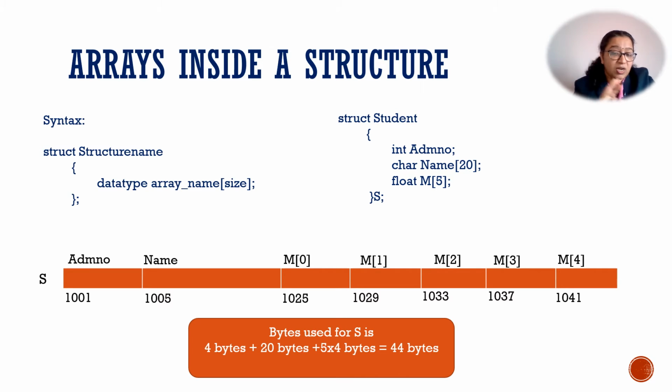So what are the total bytes of S1? For admission number 4 bytes. Then 20 bytes for name. Then 5 cells are there for M, each carries 4, so 5 into 4, 20 bytes. So the total is 20 plus 20 plus 4, that means 44 bytes. Okay. So this is arrays inside a structure. Understood? Okay.